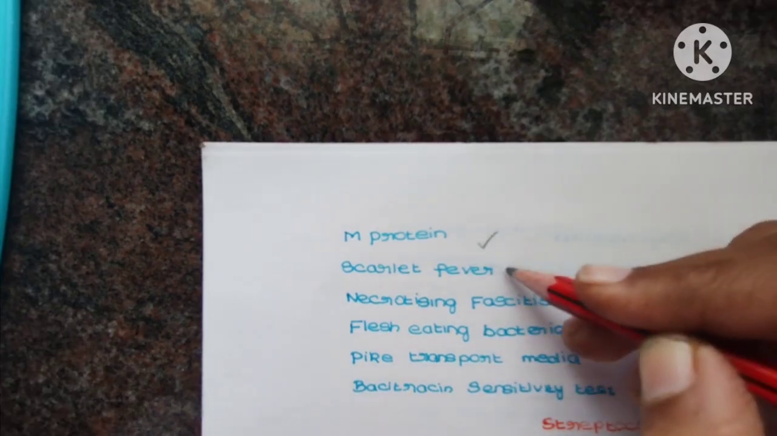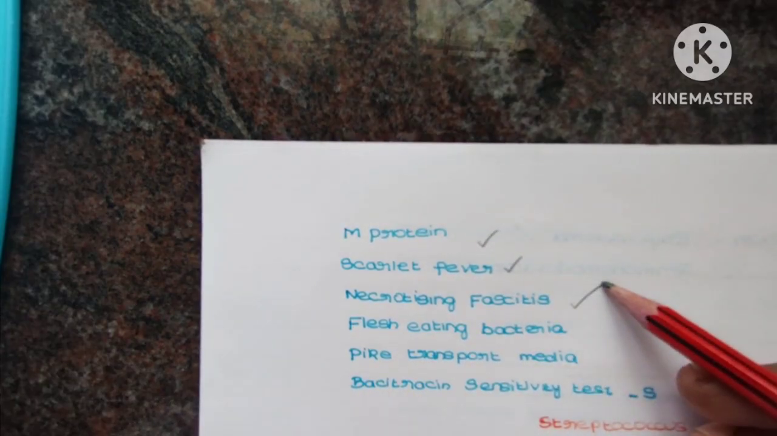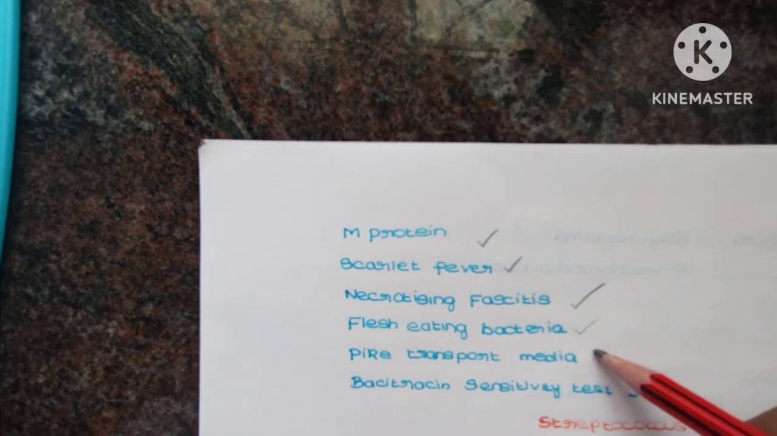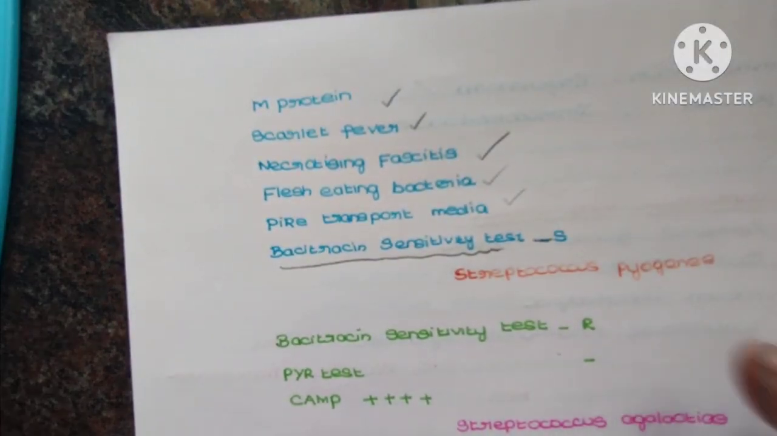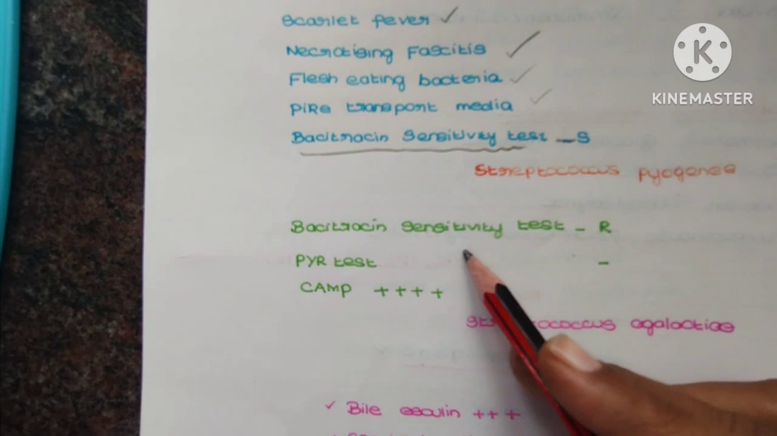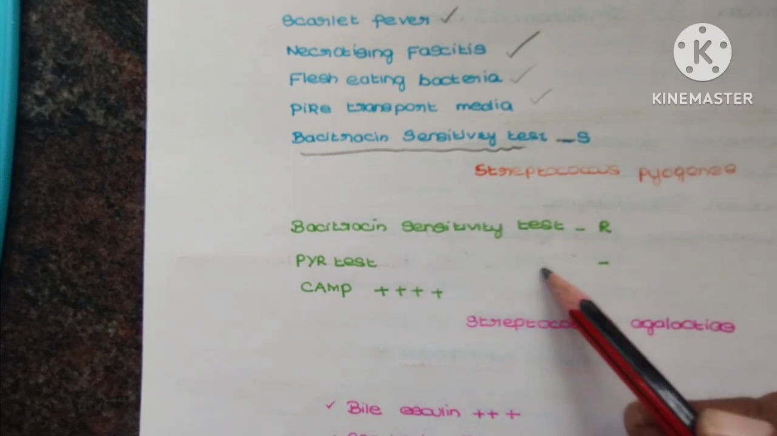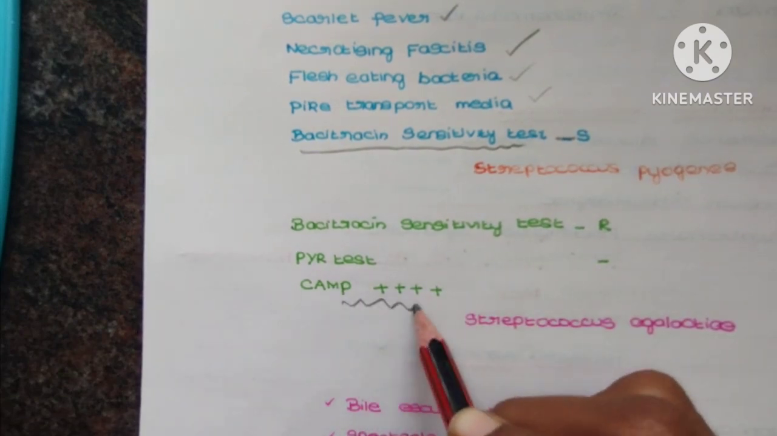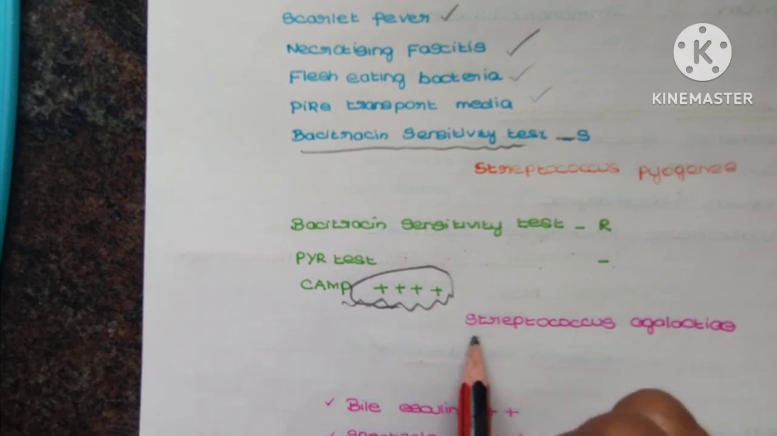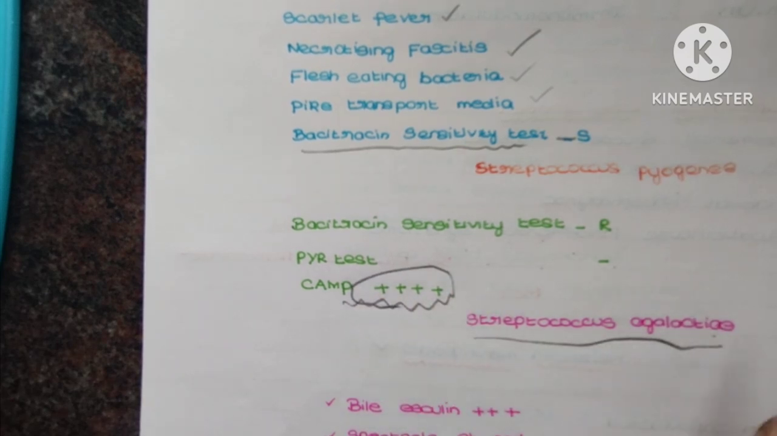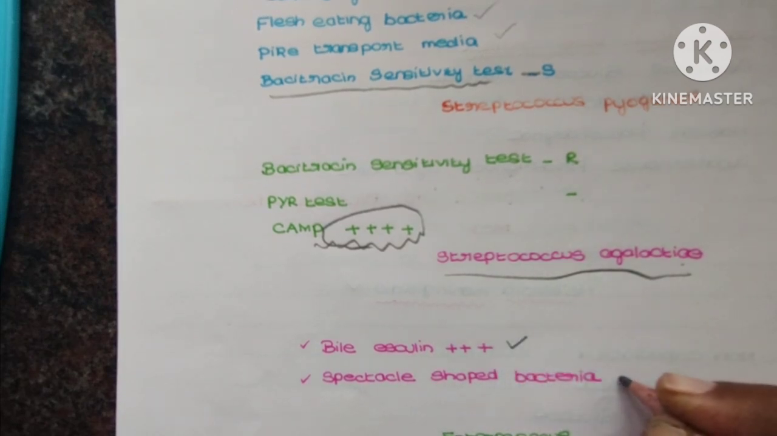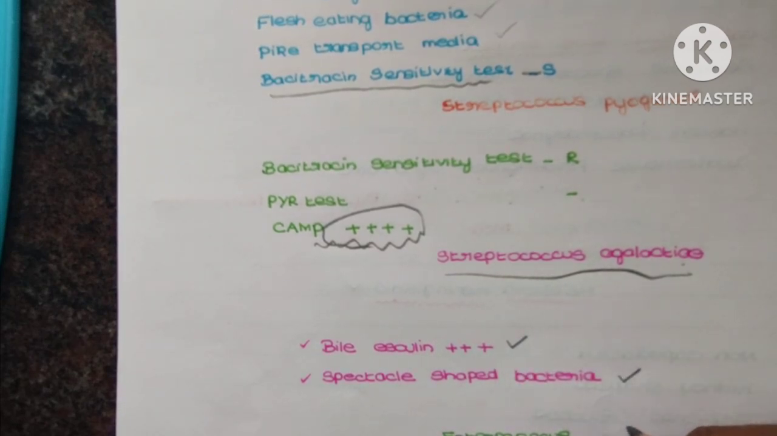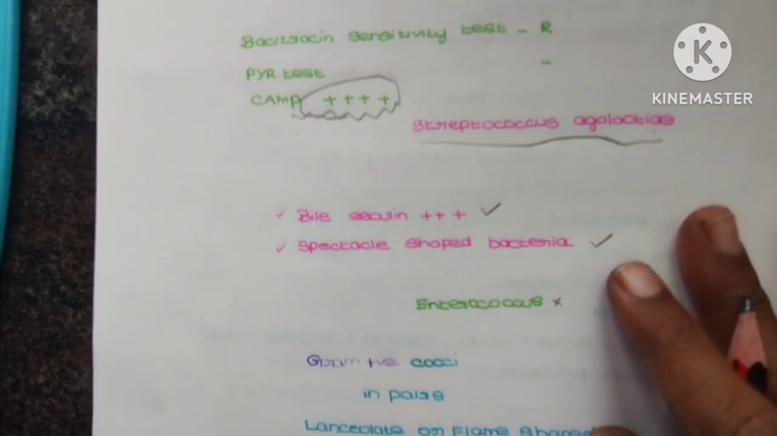M protein, scarlet fever, necrotizing fasciitis, flesh-eating bacteria, Pike transport medium is used. The main test is bacitracin sensitivity test is positive, means Streptococcus pyogenes. If bacitracin sensitivity test is resistant, PYR test is negative, and if CAMP test is positive, it is Streptococcus agalactiae. Okay. So if bile esculin test is positive and spectacle-shaped bacteria, the most probable organism is Enterococcus.